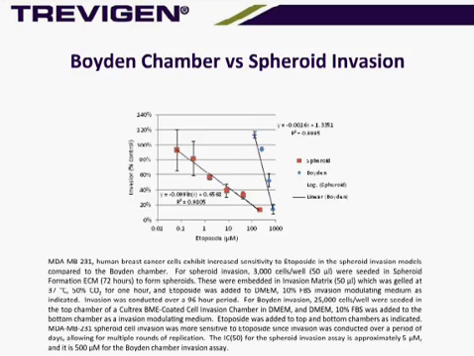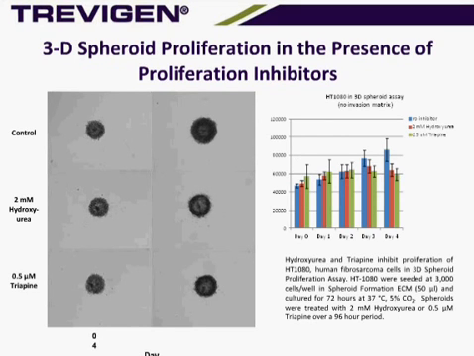Okay, next we're just looking at a known treatment of proliferating spheroids with known anti-proliferative agents. We have 2 millimolar hydroxyurea and 0.5 micromolar triapine.